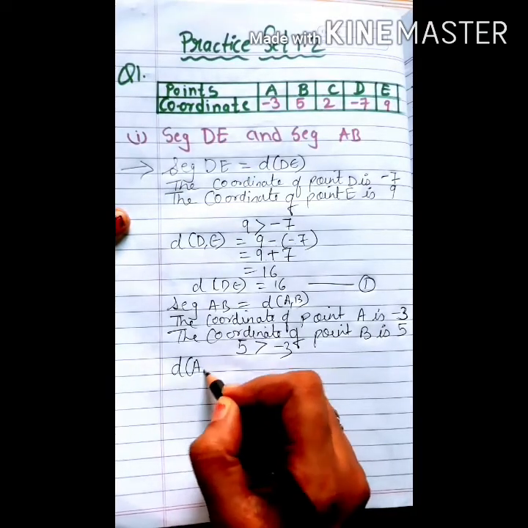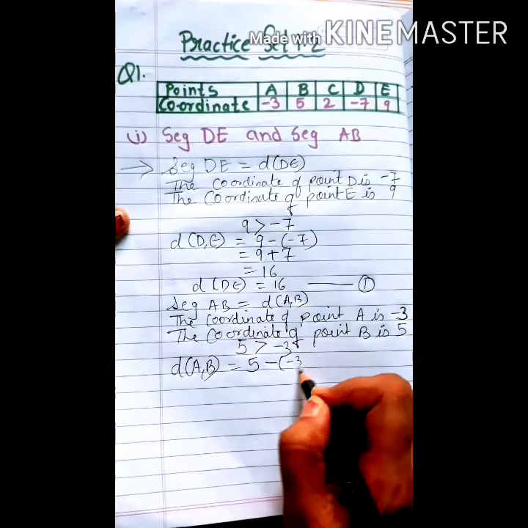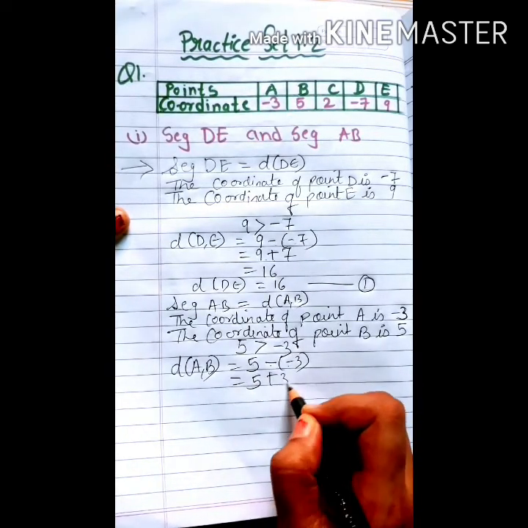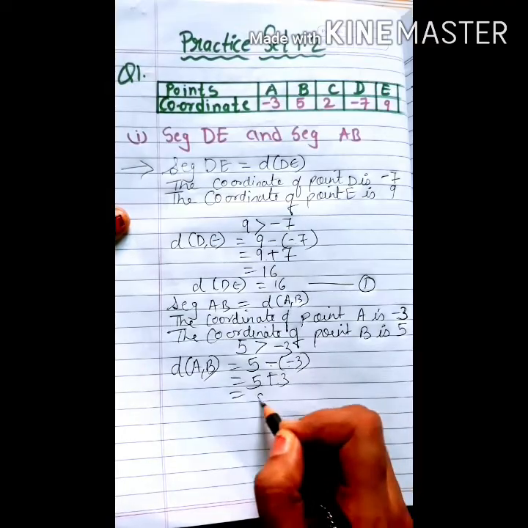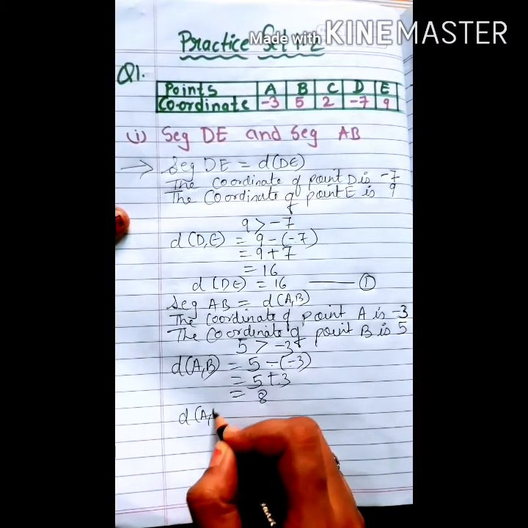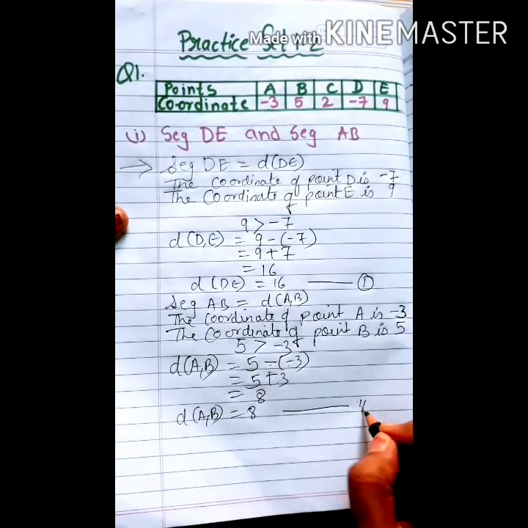Distance between the points A and B equals 5 minus -3. So here 5 minus minus becomes plus 3. 5 plus 3 is 8. Distance between the points A and B is given 8. That is the second equation.